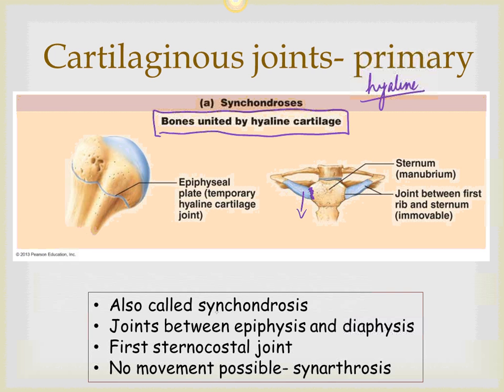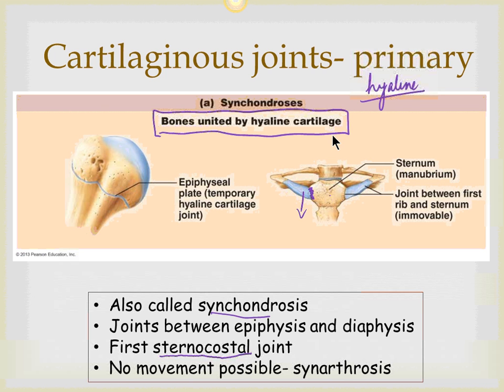So that's why it's called synchondrosis. Can you understand where cartilage has fused here to the bone? So that's why this is called the first sternocostal joint, between the sternum and the first costal cartilage. So these are the two examples: epiphysis and diaphysis of long bones, and the first sternocostal joint.